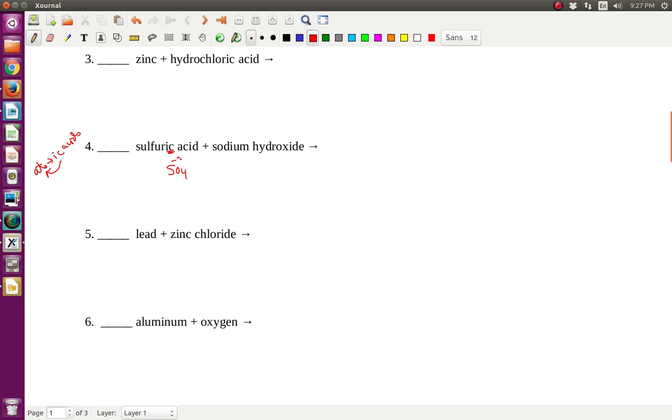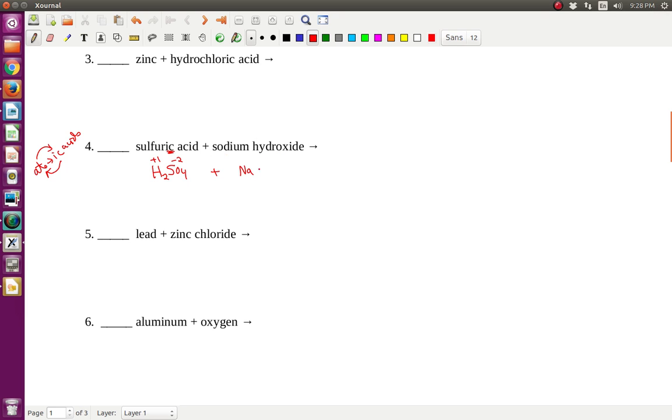SO4 with a -2 charge. That's the sulfate ion. The sulfate would become the -ic acid. Okay, so sulfate, now that -2 means I have to have 2 hydrogens to cancel it out because a hydrogen is a +1 charge. So this is sulfuric acid, and it's going to react with sodium hydroxide.